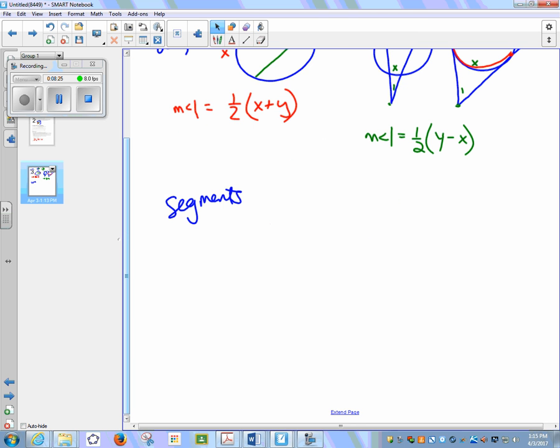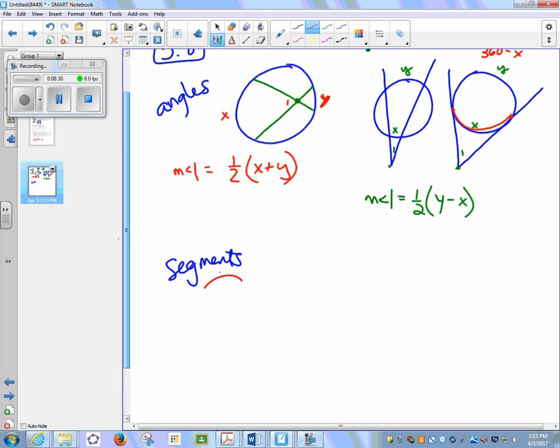All right, and then the last thing, segments, you could pretty much have those same diagrams that look the same as the angles, but now we're talking about the lengths of the segments, right? When the vertex is inside here, you've got A times B equals C times D.